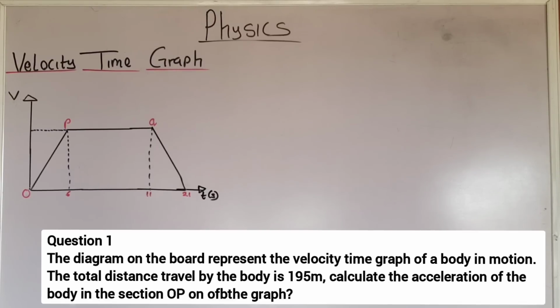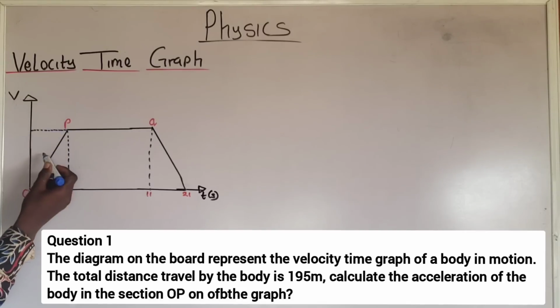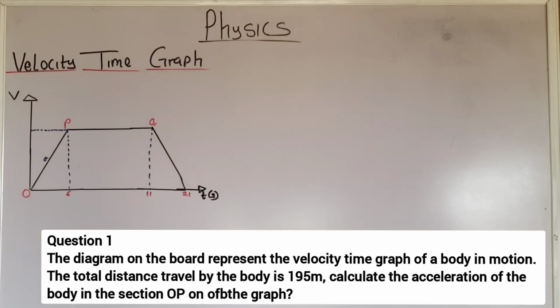Okay, we are asked to calculate the acceleration of the body in this section OP. This is point O and this is point P. So we are asked to calculate the acceleration. Now, we are given that the total distance covered by the body is 195. So that's the parameter that was given. S is equals to 195 meters.